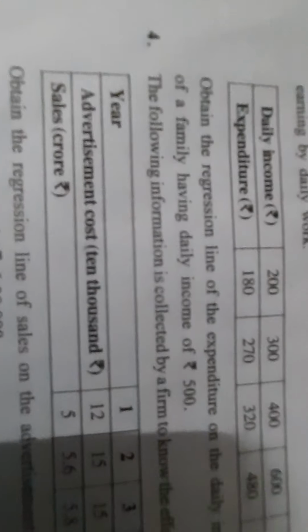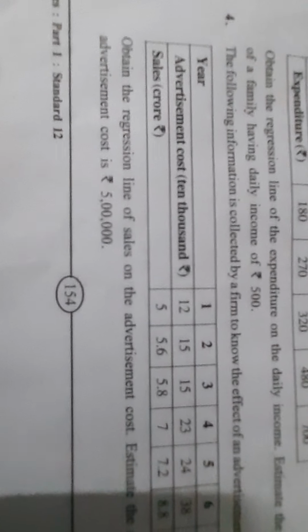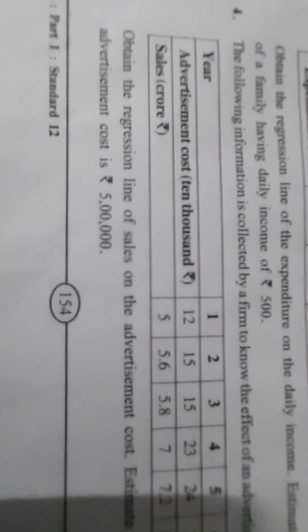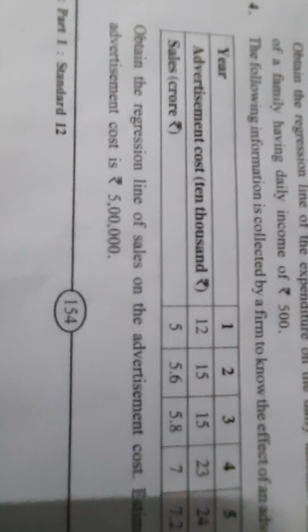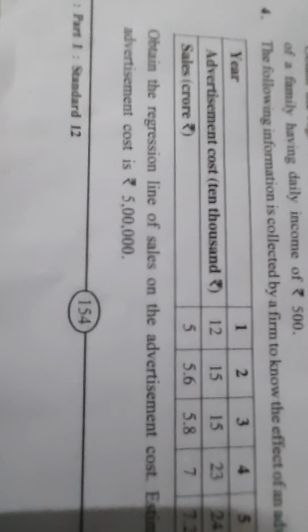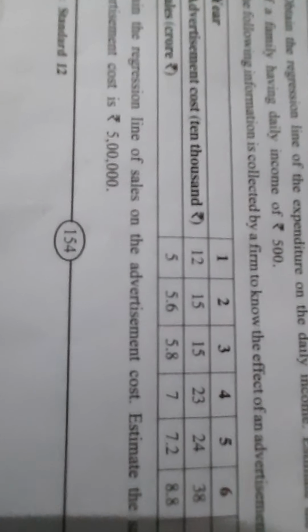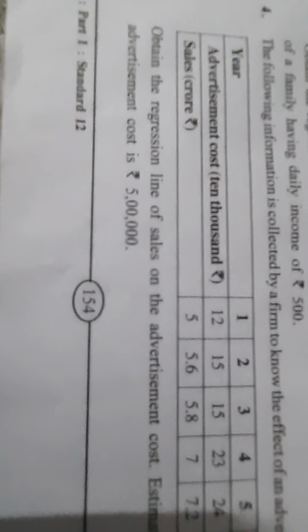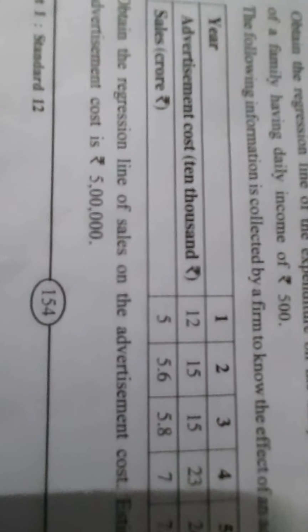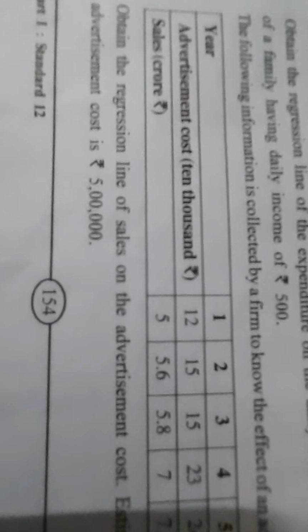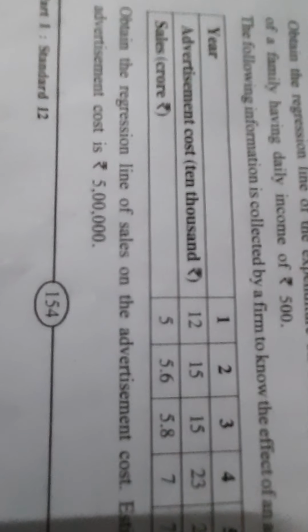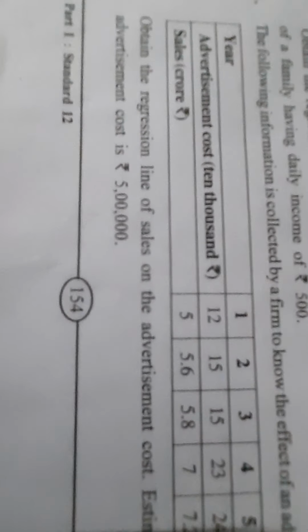That is the question. Now question number 4: advertisement cost and sales survey. At the end it is given that the advertisement cost is 5 lakhs rupees, and what will be the sales. Please remember, advertisement is given in 10,000 rupee units. So when you take 5 lakhs, how many 10,000s are there? 50 10,000s are there, so it should be taken as 50. Divide it by 10,000 and you will get it. We have to take care of that.